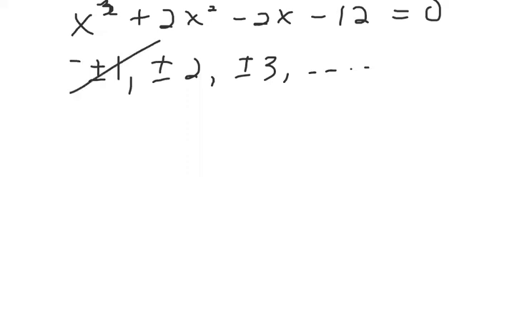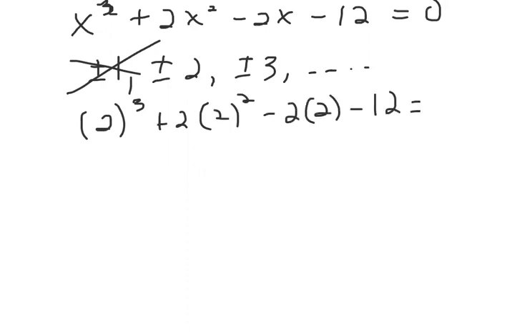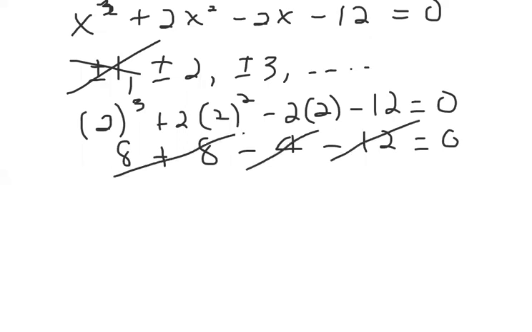So guys, this doesn't work. So let's go to the 2. If we plug in 2 for every single x in here, let's see what happens, people. Okay, 2 cubed is 8, 2 squared is 4, 4 times 2 is another 8, 2 times 2 is 4, and then minus 12. Now guys, 16 minus 4 minus 12, guess what? It zeroes out. So yes, x equals 2 is a 0 of this polynomial.